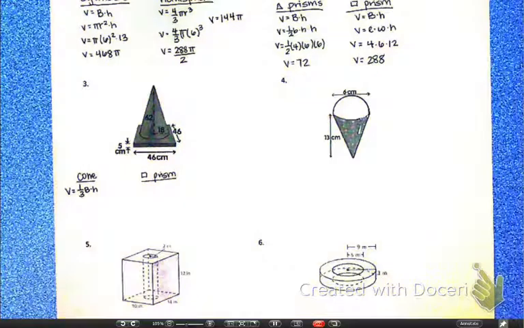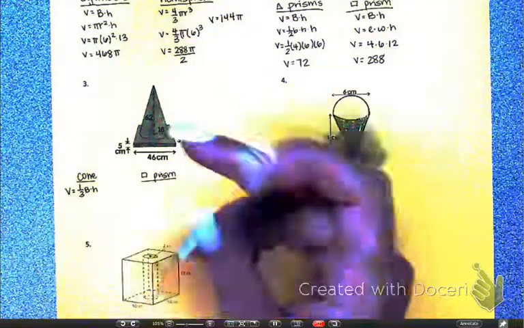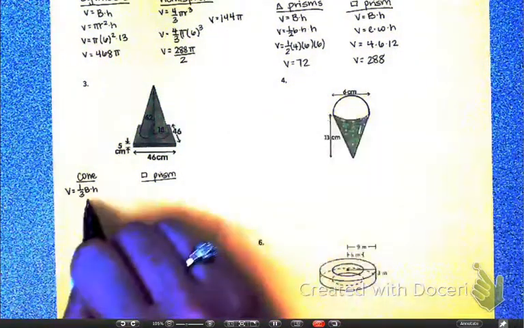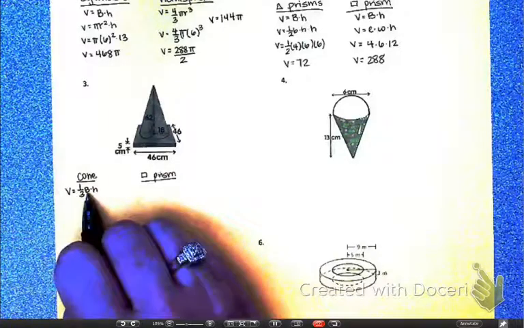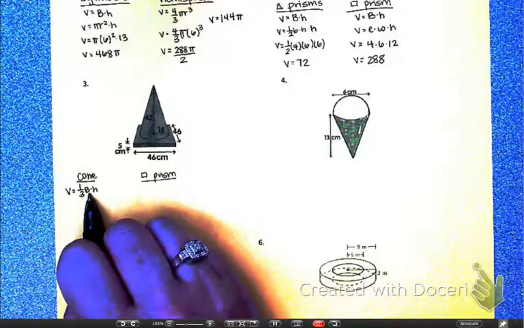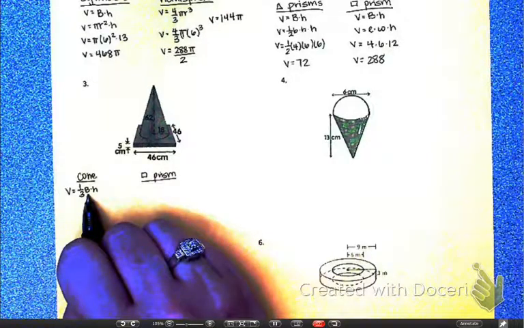1/3 the base area times the height, and we replace the B with what? What's the shape of the base? A circle. So we're going to replace B with what? Pi r squared.